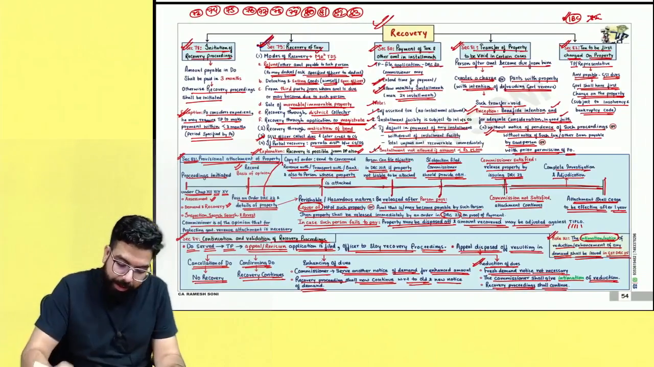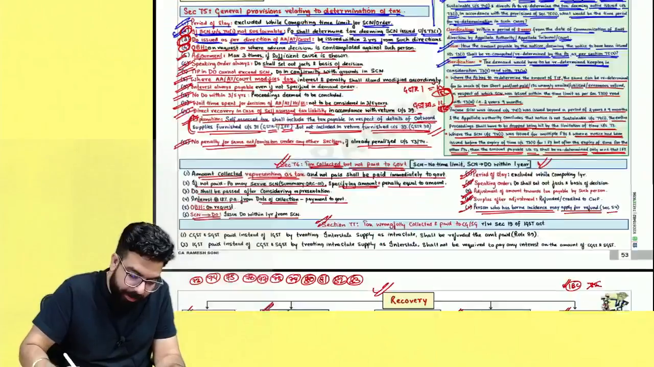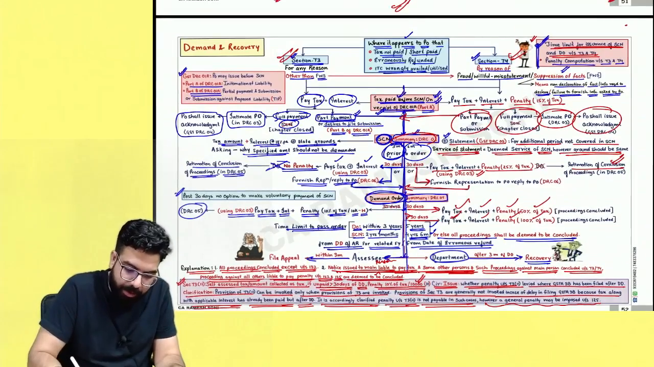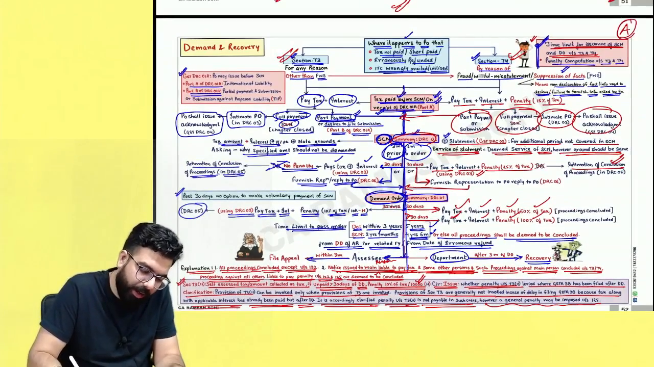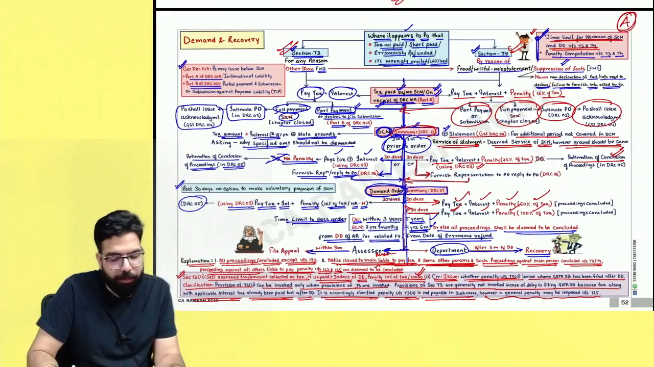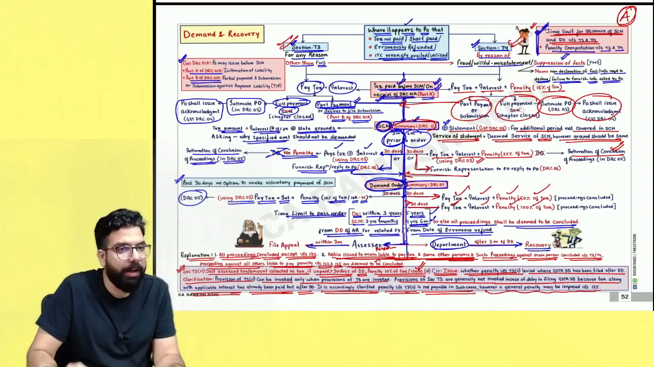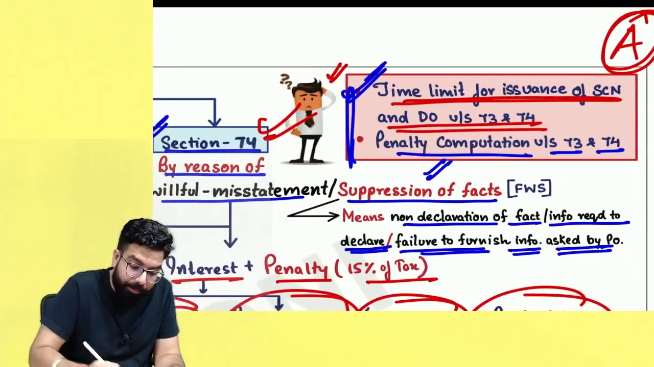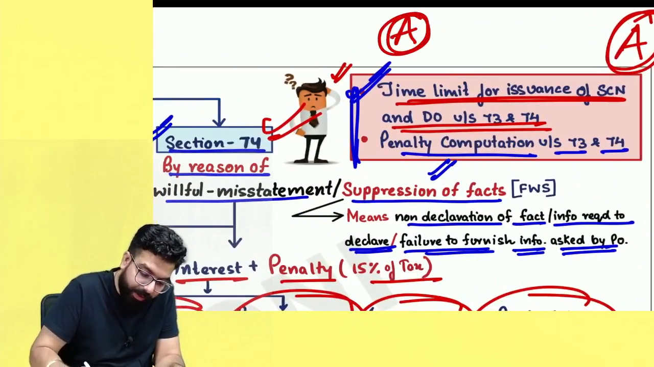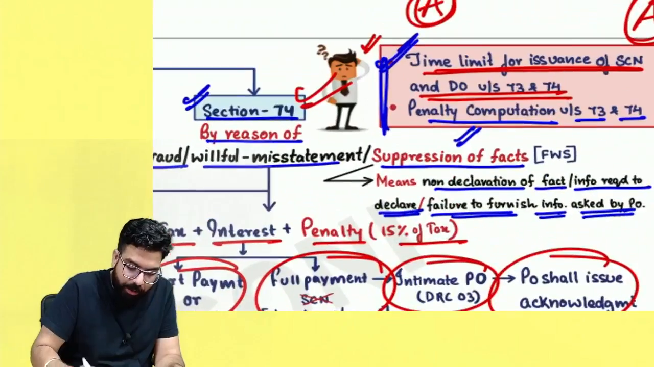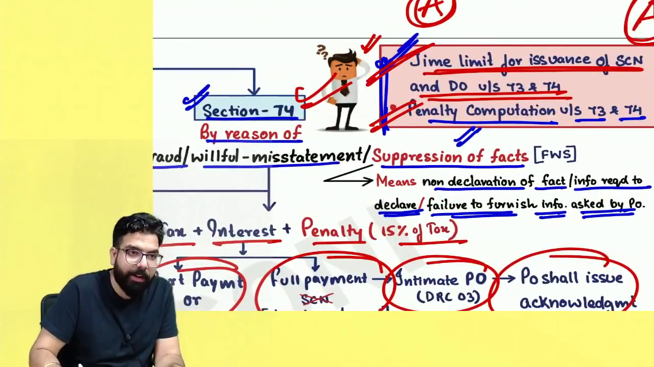So we'll close our revision over here. What kind of chapter is this, everyone? I can say this chapter is A graded. Why A graded? Because one small mark, A or B you can say, but a small question can definitely come out of this chapter. The first chart is A graded, wherein the time limit and penalty etc. can be asked to you.